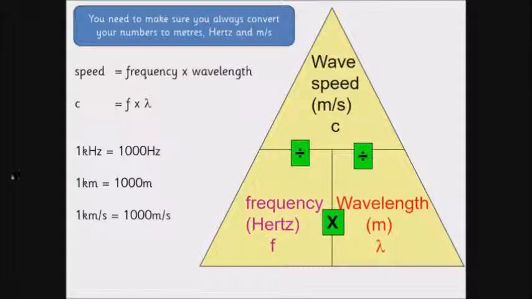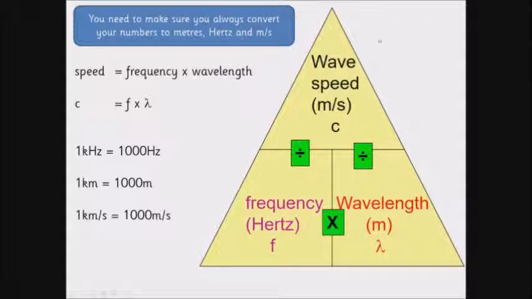Now all of this, as we say, leads to our equation that you need to know. Speed equals frequency times wavelength. Some common things you need to remember: 1 kilohertz is 1,000 hertz, a kilometre is 1,000 metres, 1 kilometre per second is 1,000 metres per second. I've put it in the triangle. Some of you might like to use the maths triangle.